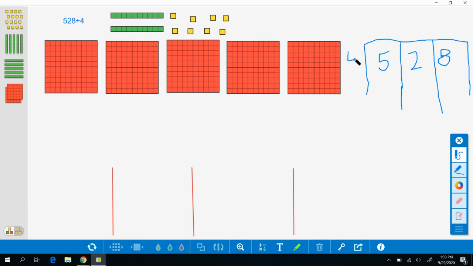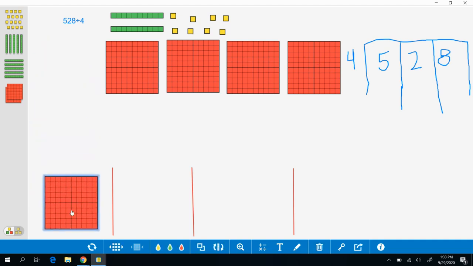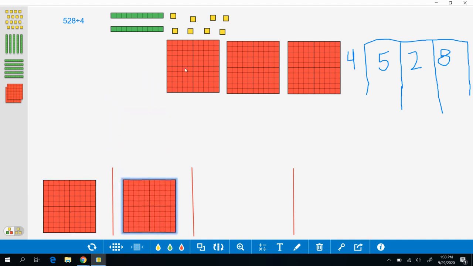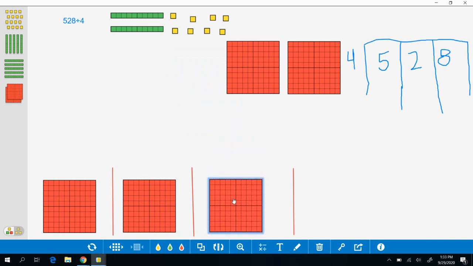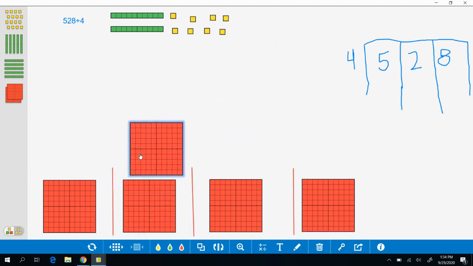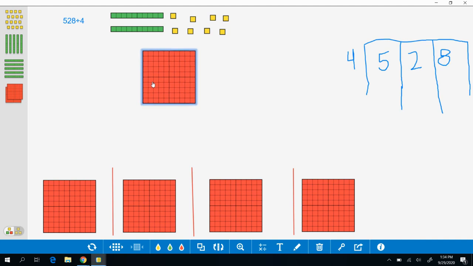528 divided by 4. So let's start with looking at the model. So I'm going to see, can I split up these hundreds into 4 equal groups? Well, let's start equal sharing here. So 100 in one group. Another group has 100. Now we have 3 groups of 100, 4 groups of 100. Can I put this 100 anywhere? Well, that would make my groups unequal. So what I need to do is I need to break that apart.